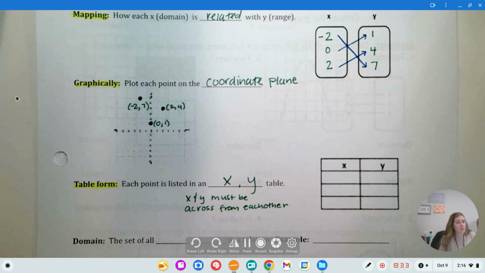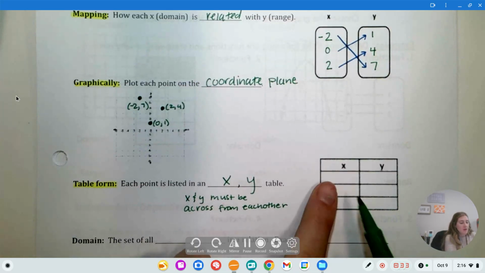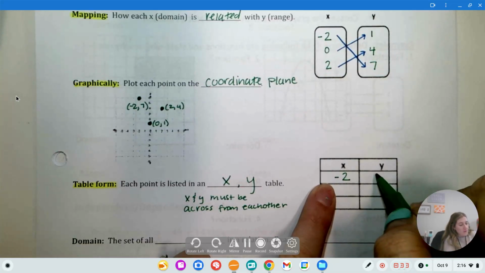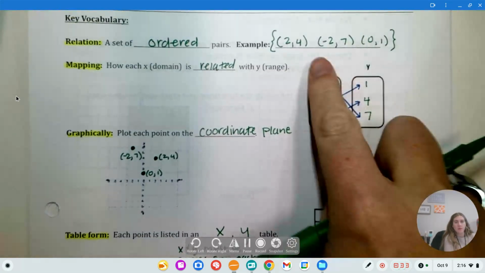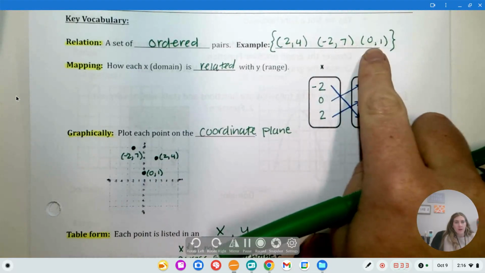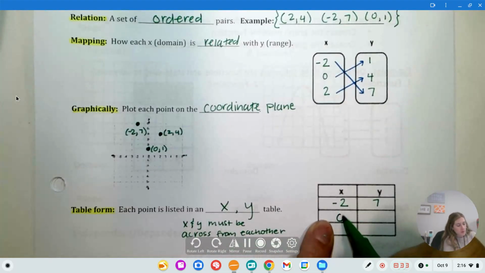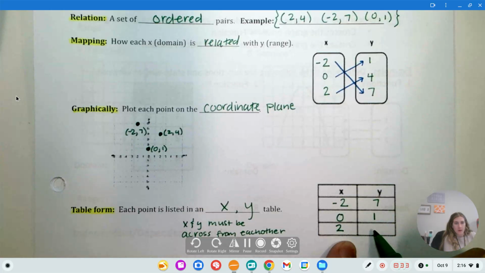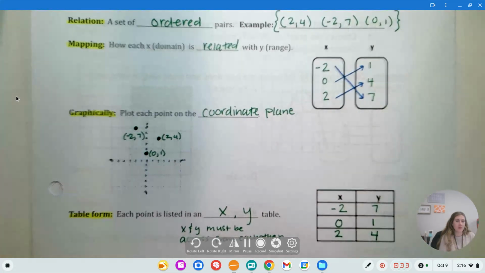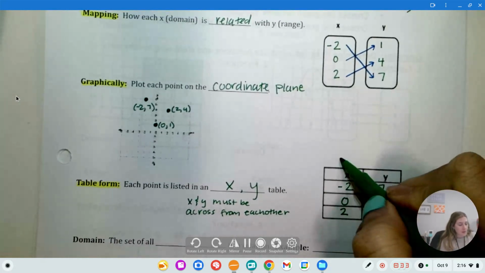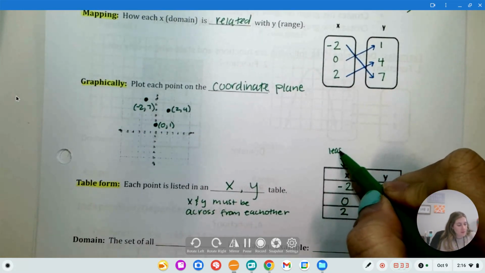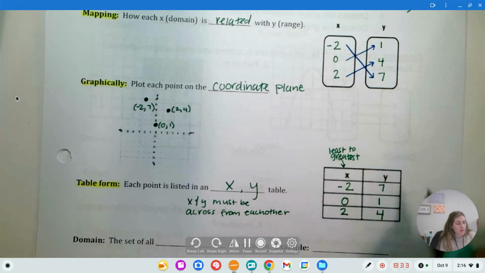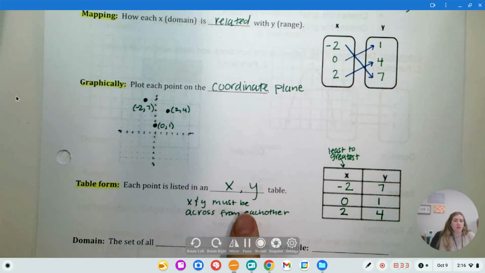And because we like to do least to greatest from the x's, I'm going to start with my x of negative 2, and that y value was 7. So I'm using this point right here. And then I would go to 0 and 1, and then I would go to 2 and 4. Now right here, we want the x's least to greatest. The y's do not matter. They just have to be directly across from each other.